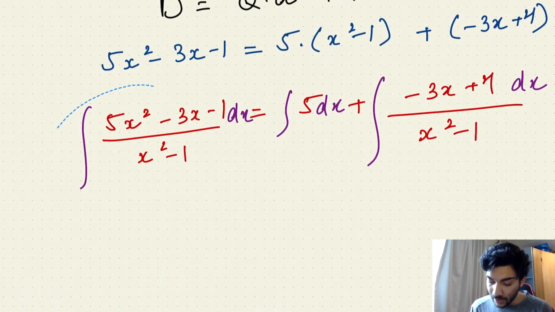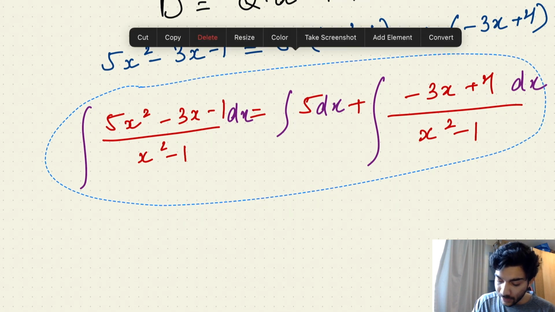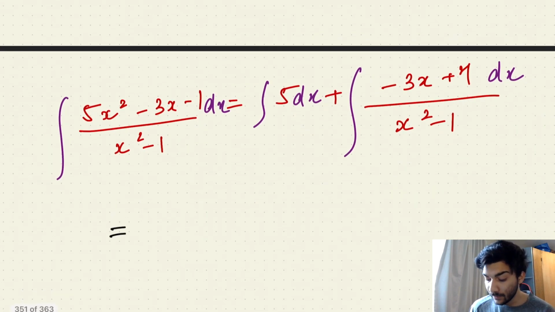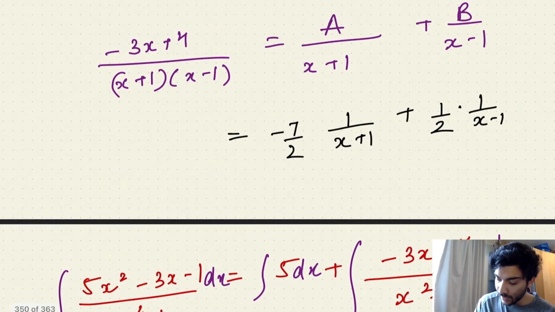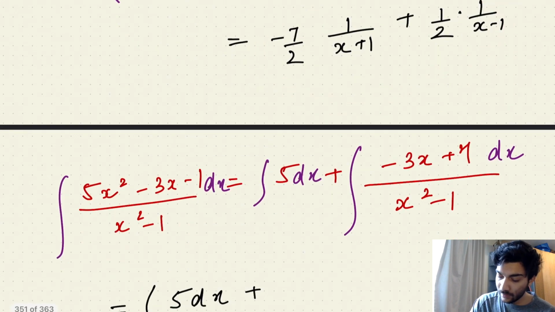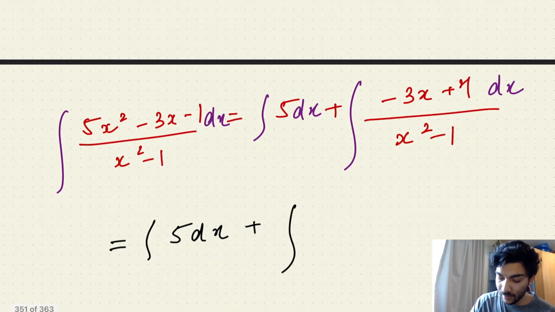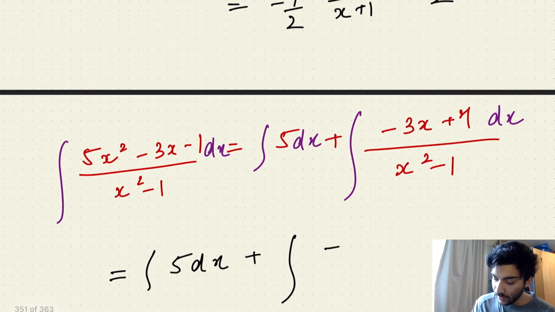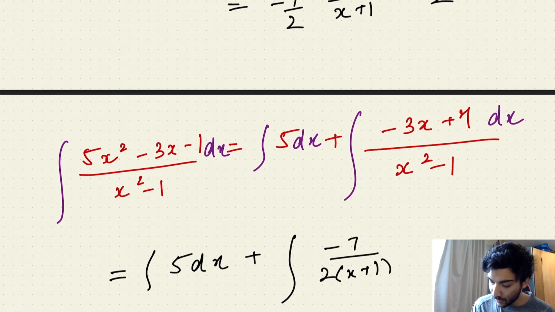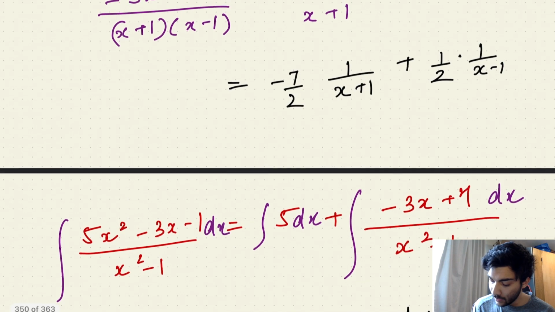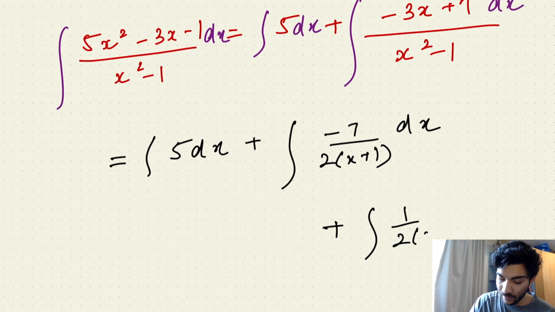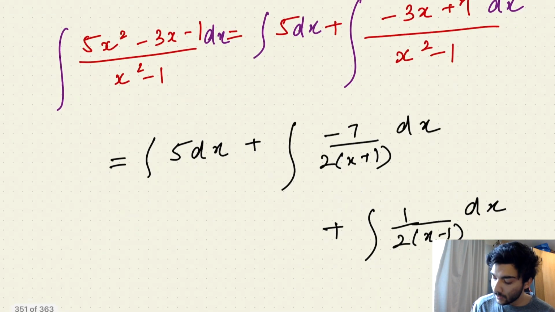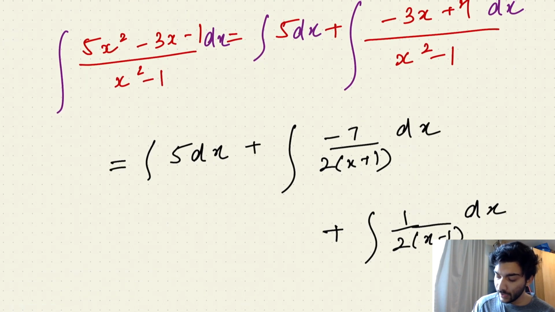And for the original integral, you were basically calculating this expression. Again, we can transform the right hand side to an even simpler expression, which would be simply integral 5 dx plus this integral over here, right? So integral of minus 7 by 2 times 1 upon x plus 1 dx plus this integral over here, right? Plus integral of 1 by 2 times 1 upon x minus 1 dx in this case, right?